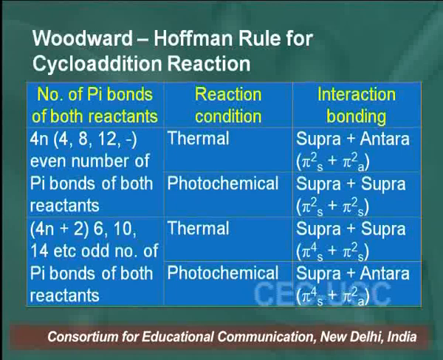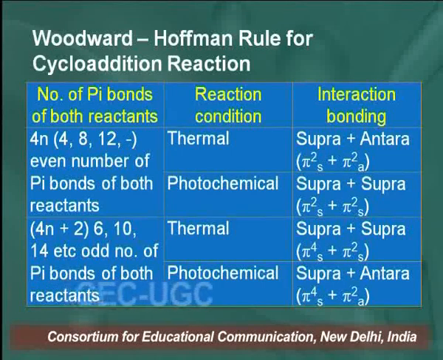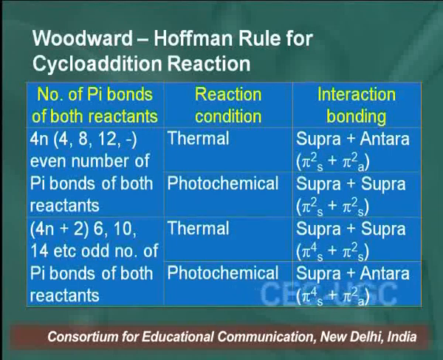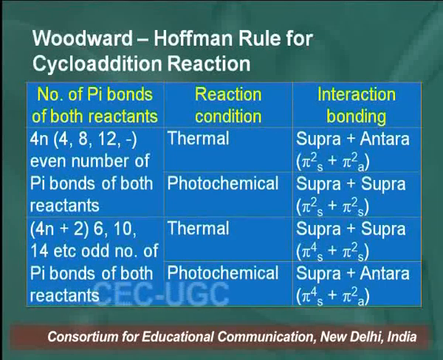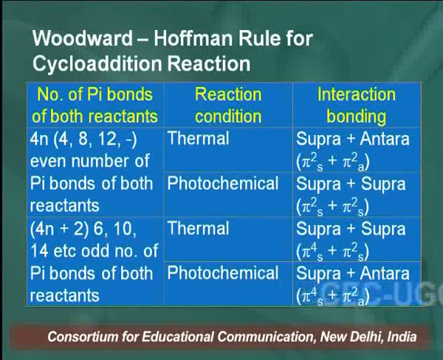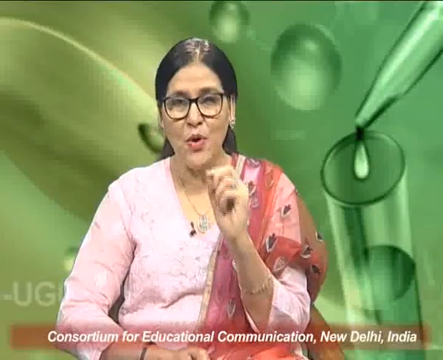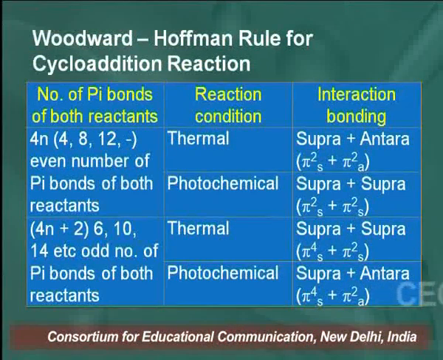So learners, this is the Woodward-Hoffmann rule for cycloaddition reactions. Please remember this Woodward-Hoffmann rule table, in which I have represented the number of pi bonds of both reactants. This is for cycloaddition reactions. If the system is 4n, or we can say the number of pi electrons is 4, 8, 12, and the reaction is induced thermally, then the interaction is suprafacial and antarafacial, if there is a bigger size. If there is a bigger size, the antarafacial interaction or bonding is allowed.